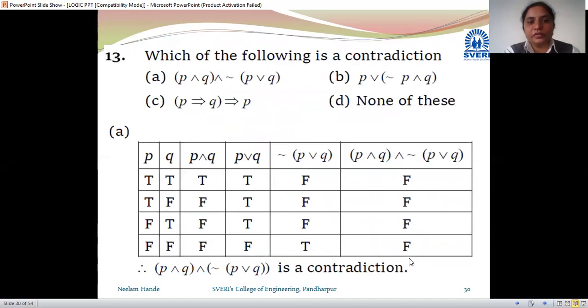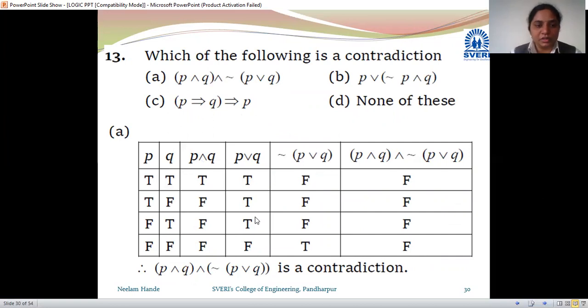Okay, next, which of the following is a contradiction? So what is the contradiction? Contradiction is if the whole answer column has F, false, then it is a contradiction. So they can ask you only a simple statement and ask whether it is a tautology or contradiction. Okay, so in this we check option A, P and Q.